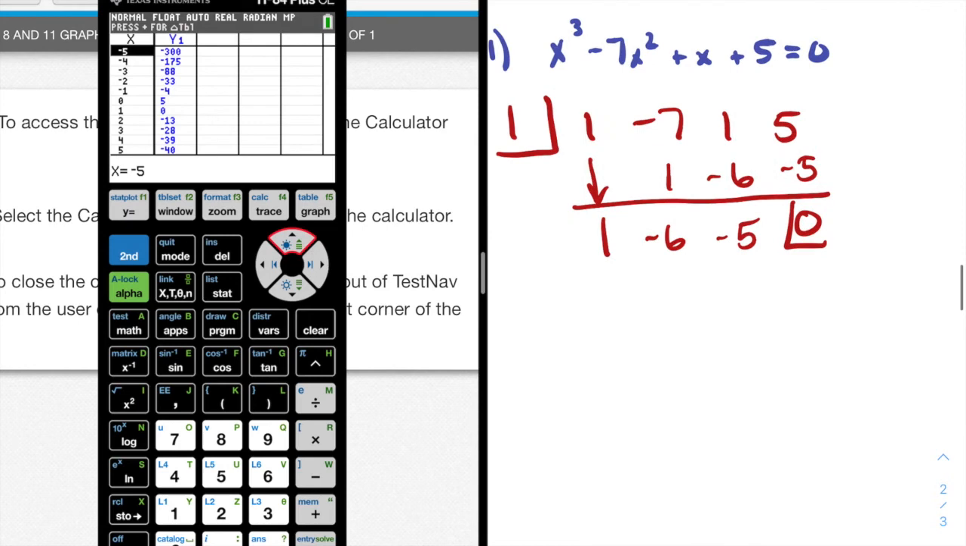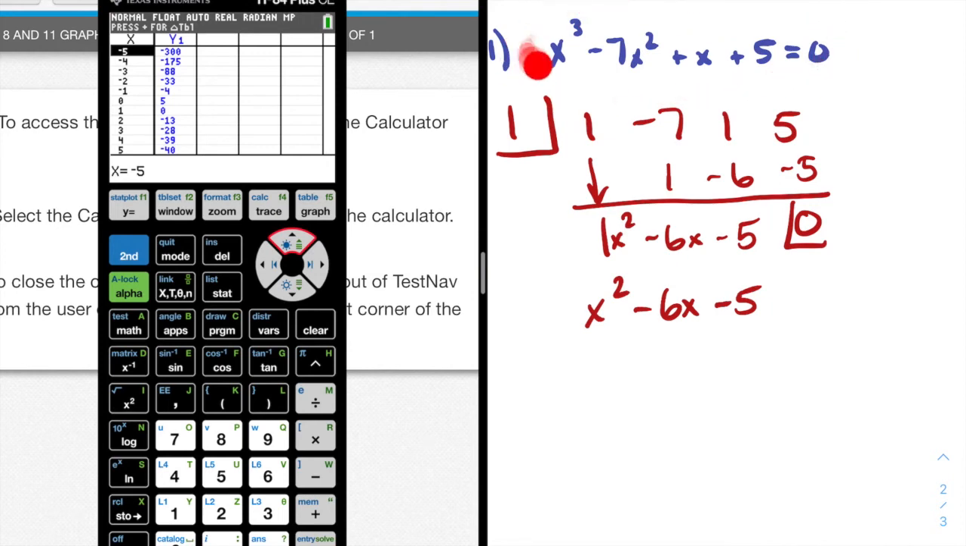Now that should happen, by the way. You should get 0 as your remainder here because you're using an actual solution, and when using an actual solution, you should have no remainder since this is an answer, so you shouldn't get any leftovers. You should get 0 at the end. And so now what I have, since it started out as x to the third, my answer will go to x squared. So this gives me x squared minus 6x minus 5.